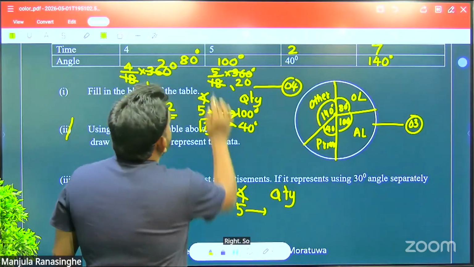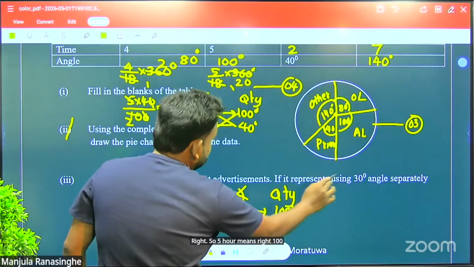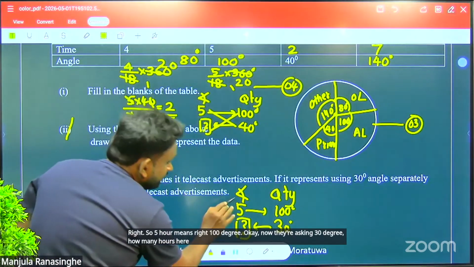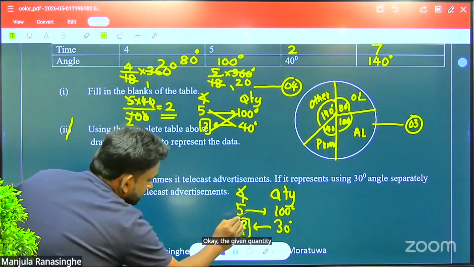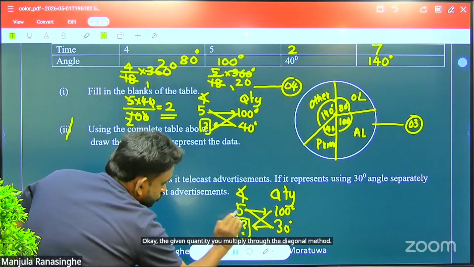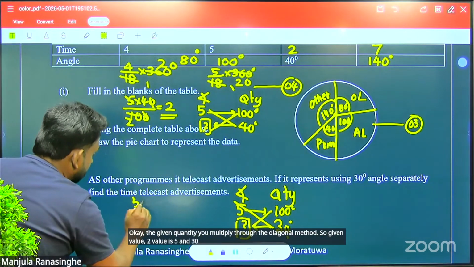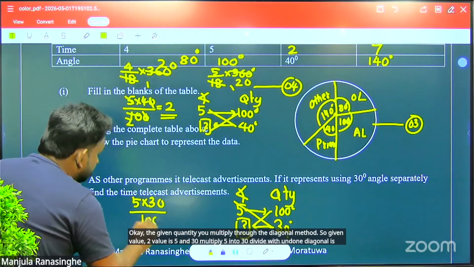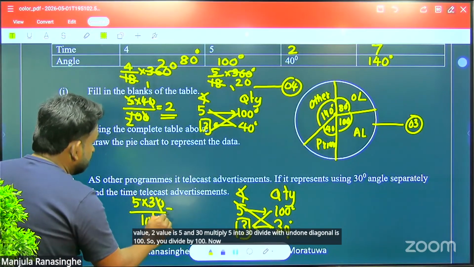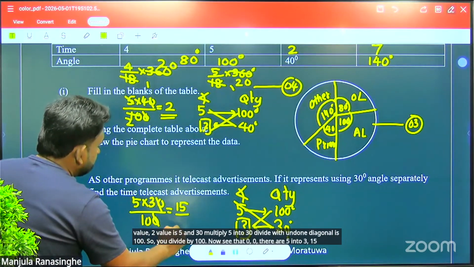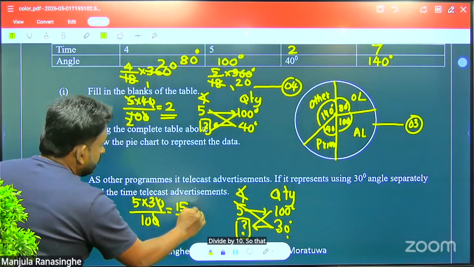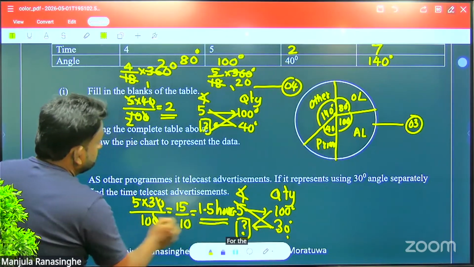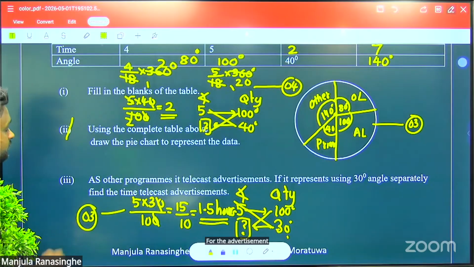So 5 hours means 100 degrees. Now they are asking 30 degrees, how many hours here? Okay, the given quantities you multiply by the diagonal method. So given two values are 5 and 30, multiply 5 into 30, divide with the unknown's diagonal, which is 100. So you divide by 100. Now see, the 0, 0 cancel, 5 into 3, 15, divided by 10. So that means 1.5 hours for the advertisement. Here you have 3 marks.